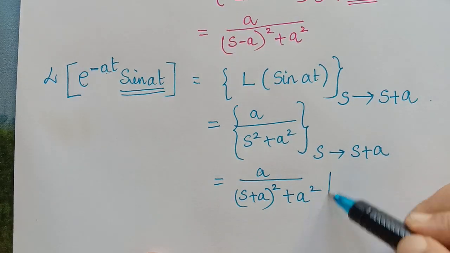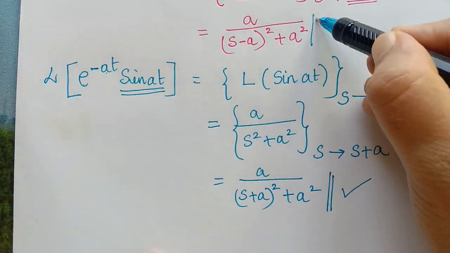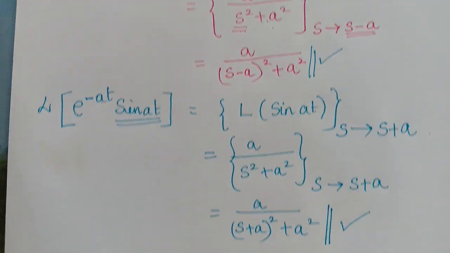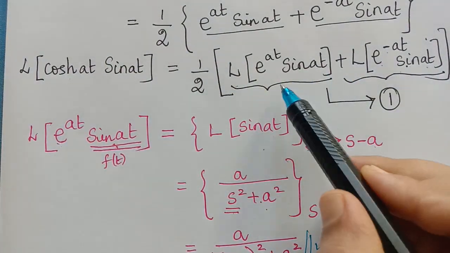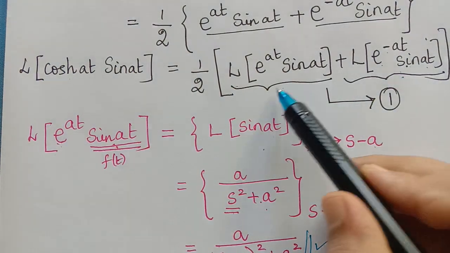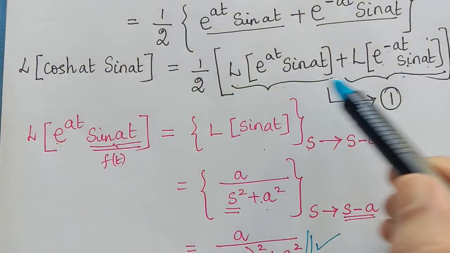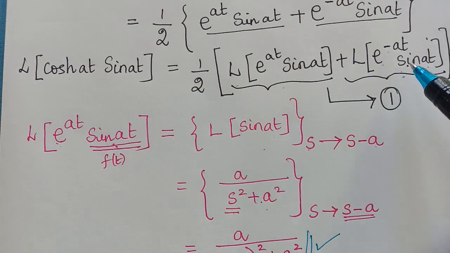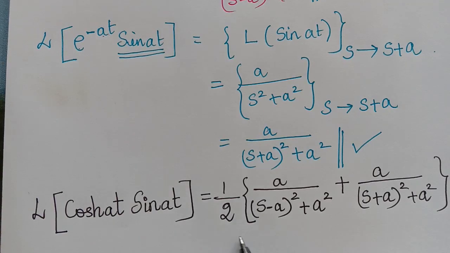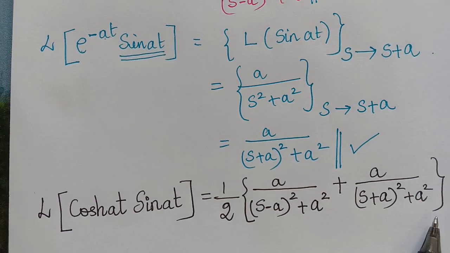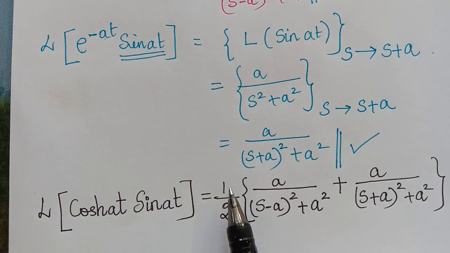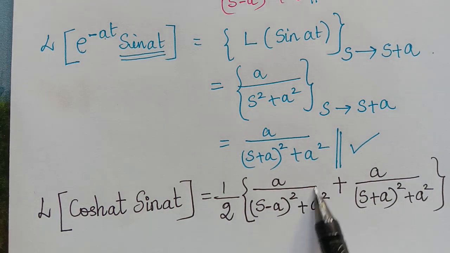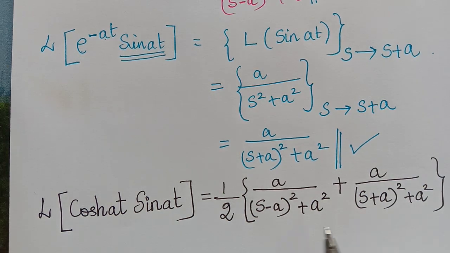So now we have obtained the first and the second term from equation 1. That is, we have obtained both of these. Now we can substitute them and conclude our problem. After substitution, this is what we obtain. In this, we can take a common from the numerator and write it as a by 2 multiplied with the remaining terms. So this is the solution of problem 7.